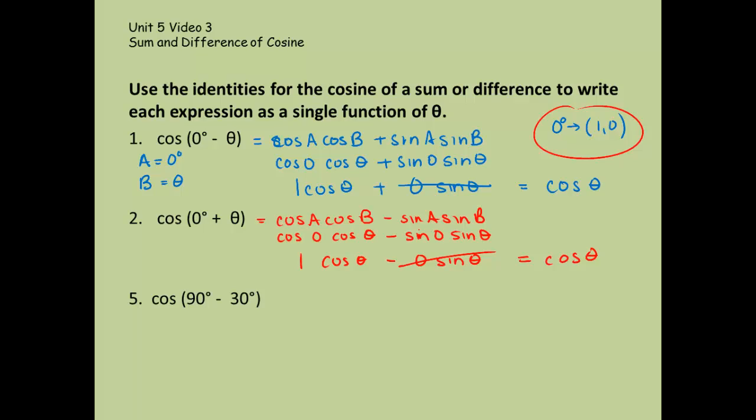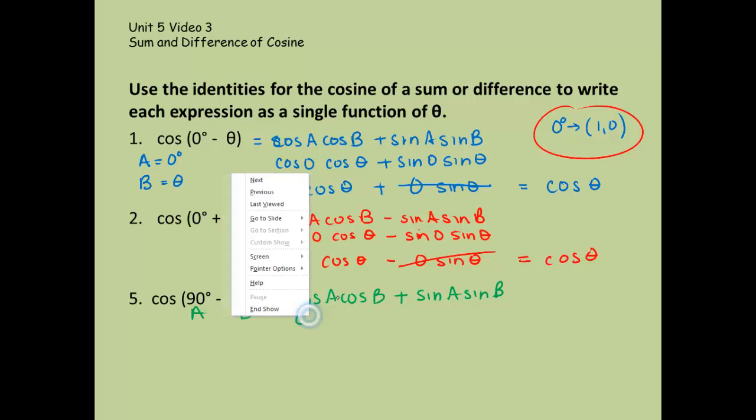And I'm going to do number 5 with you. So I'm going to start once again by writing out the whole thing. So this is the cosine of A, cosine of B. I'm subtracting, so I'll use addition. Sine of A, sine of B. And I'll start replacing the A and B with numbers.